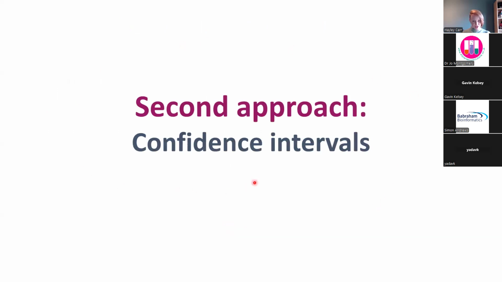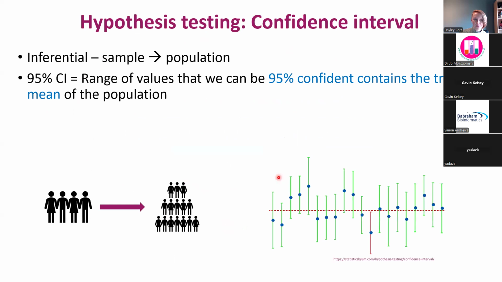So the second approach is using confidence intervals. Again, I'll start by introducing confidence intervals in our usual hypothesis testing when we're looking for a difference. There's a few things to note about confidence intervals. The first thing is that they're inferential. So we use a sample to make inferences about a population. And I've alluded to this a few times already. So our statistics are also inferential. So when we're doing our t-test, we're trying to decide whether the sample that we've taken from our population can be used to make inferences about our population and to see whether there is a difference.